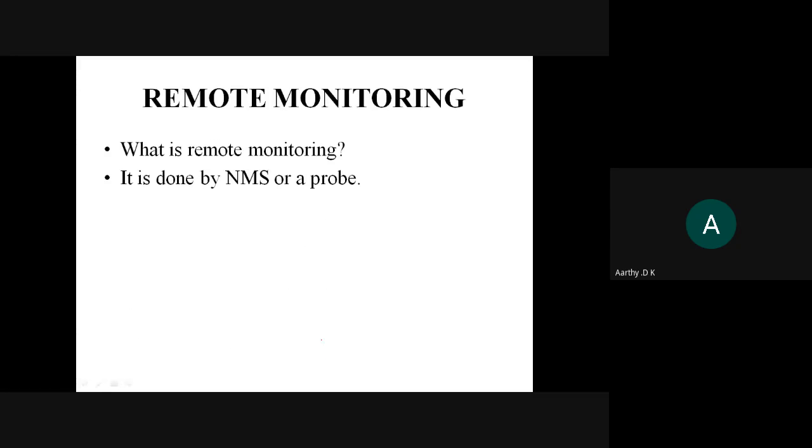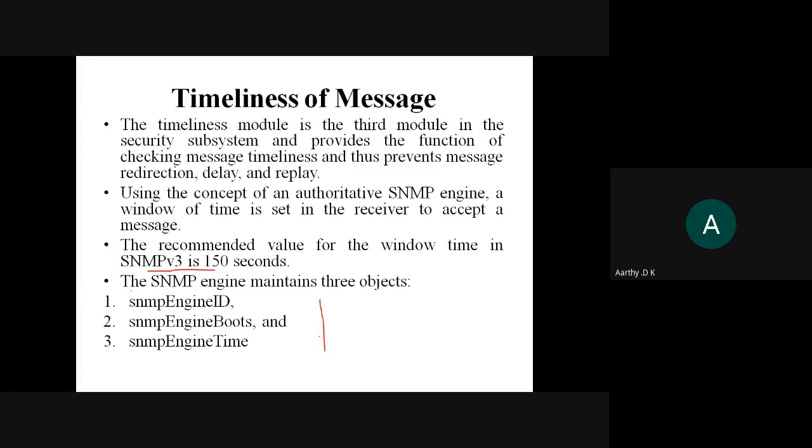So next is remote monitoring. With this, your SNMP version 3 is completed. In SNMP version 3, we saw the features, the architecture it follows, and the applications. Then we saw the MIB and the security features that SNMP version 3 gives. Just 2-3 slides, and I'll complete today's topic.